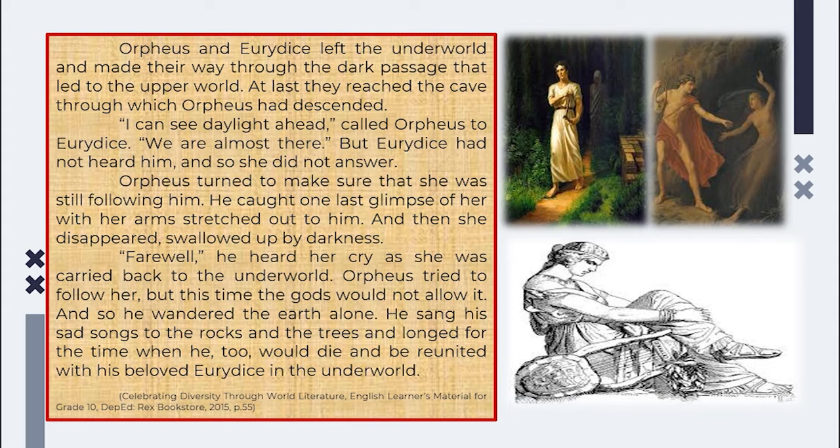Orpheus turned to make sure that she was still following him. He caught one last glimpse of her with her arms stretched out to him, and then she disappeared, swallowed up by darkness. "Farewell," he heard her cry as she was carried back to the underworld. Orpheus tried to follow her, but this time the gods would not allow it. And so he wandered the earth alone.